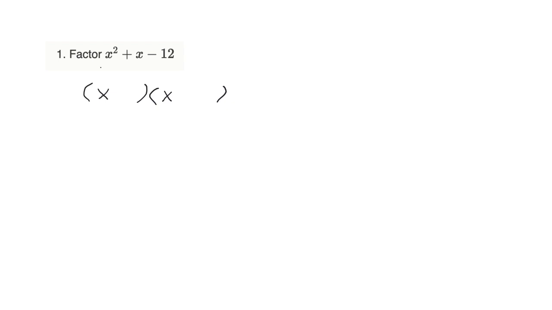So now we need to figure out what adds to be a 1 and what multiplies to be negative 12. Well, the only things that would add to a 1 and multiply to be negative 12 are negative 3 and positive 4. So we tack on a negative 3 here and add a 4 to this side, and this should be our final result.